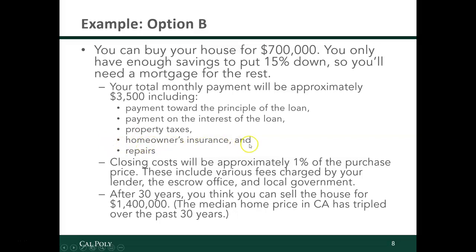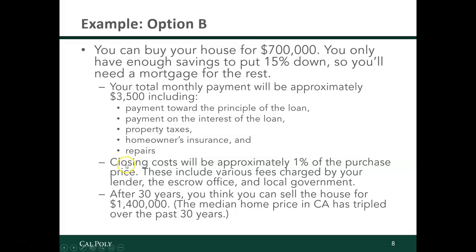Homeowners insurance, yeah, that's required by most lenders, whereas renter's insurance is typically optional. And finally, any repairs that come along the way. You think that a few $100s extra on this number is going to help you whenever your water heater breaks or whatever. As a renter, you don't have to worry about that, right?